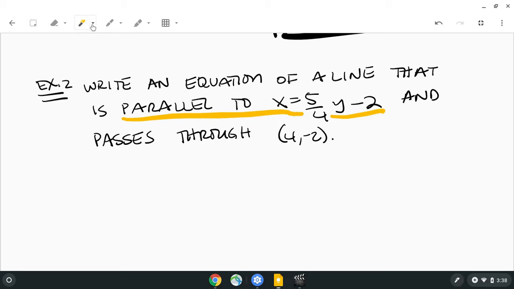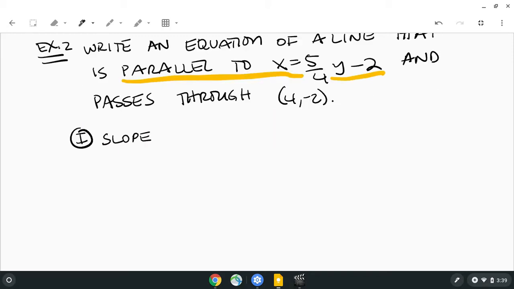Now, if you notice, it's not written in slope-intercept form. It's not even written in any particular form that we're familiar with, right? So we are going to rewrite it. Let's take that funny-looking equation and rewrite it so we can find the slope. All right, so x equals 5/4 y minus 2. And in order for us to get the slope, it needs to be written in slope-intercept form where the y is by itself.